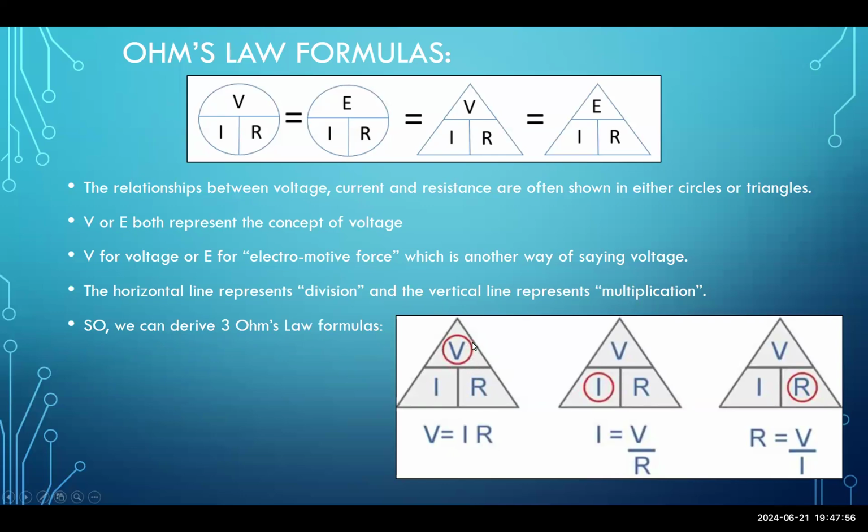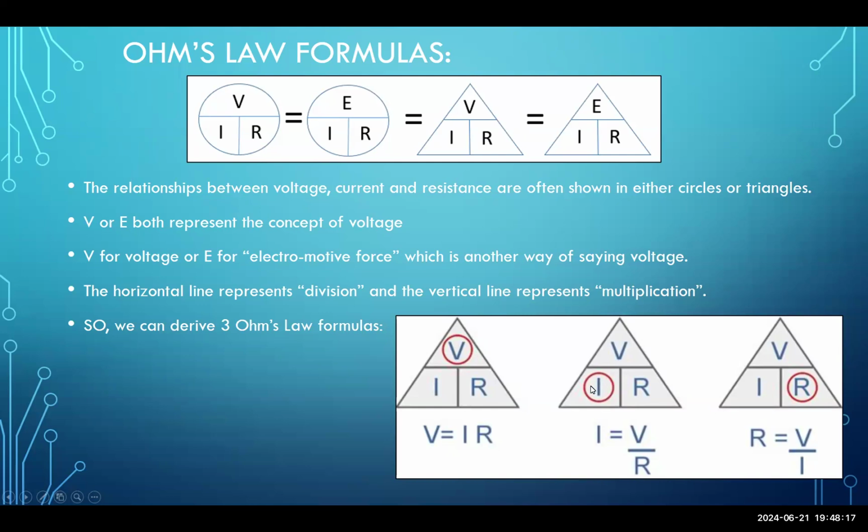If we are looking for a calculation of voltage, what you do is you take your thumb right now and put it over the letter V to cover it up. And what's left underneath your thumb is you should see I. There's a vertical line here which represents multiplication, I times R.